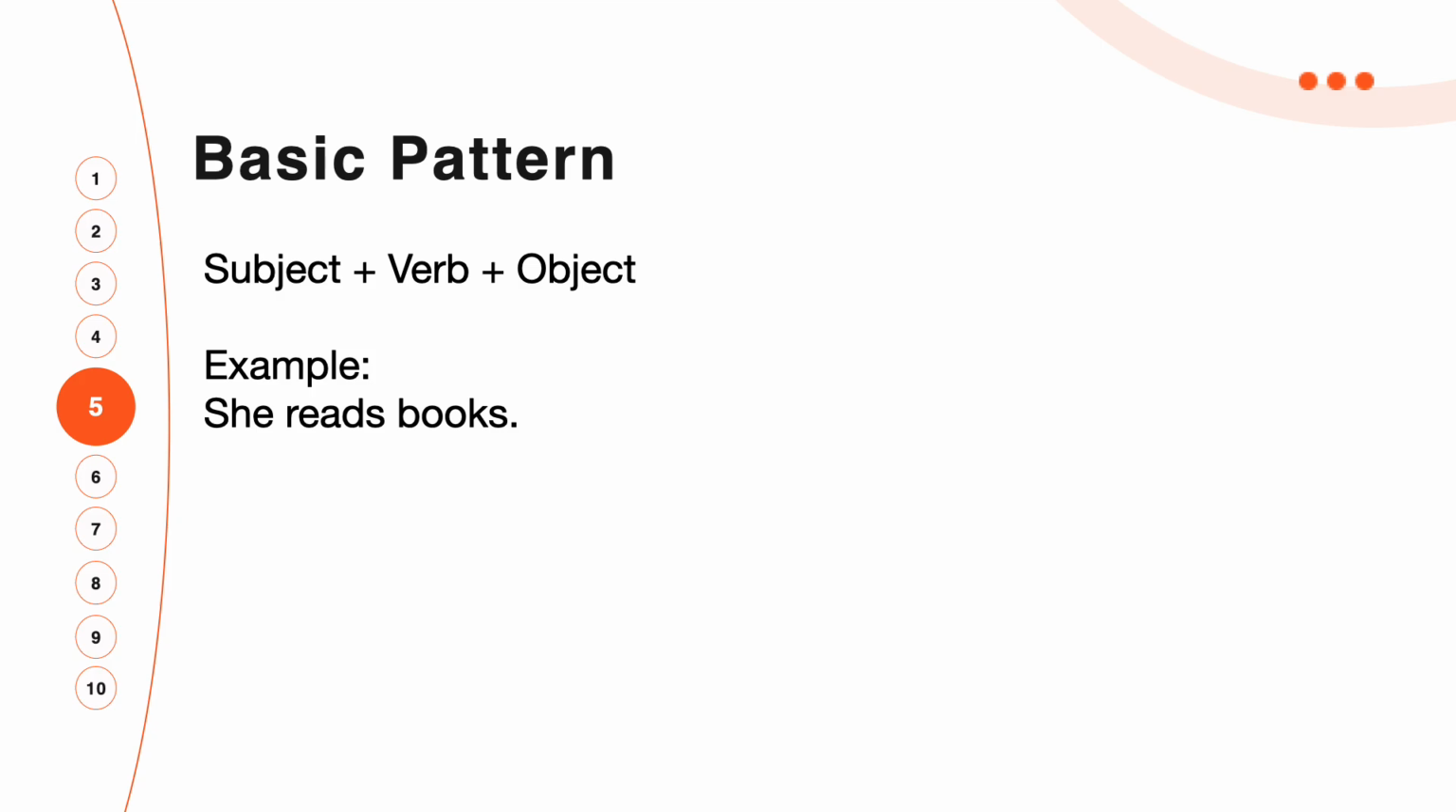For example, reads she books. This sounds incorrect, not because the words are wrong, but because the structure is broken. This shows how important understanding the role of a word is.